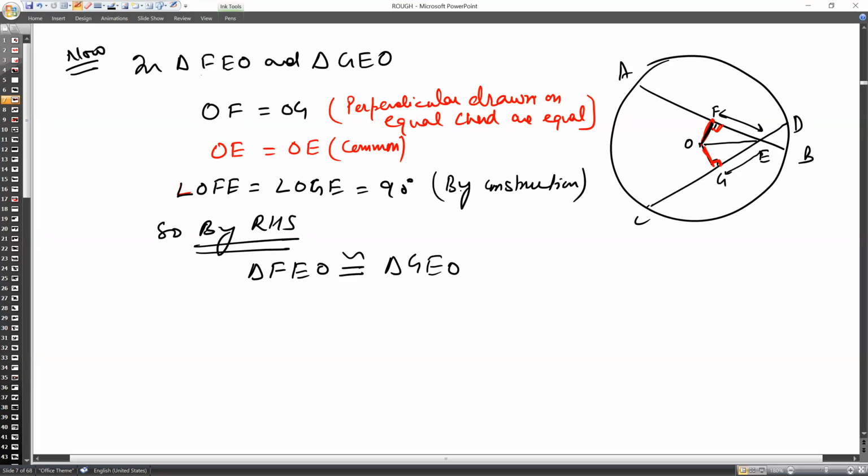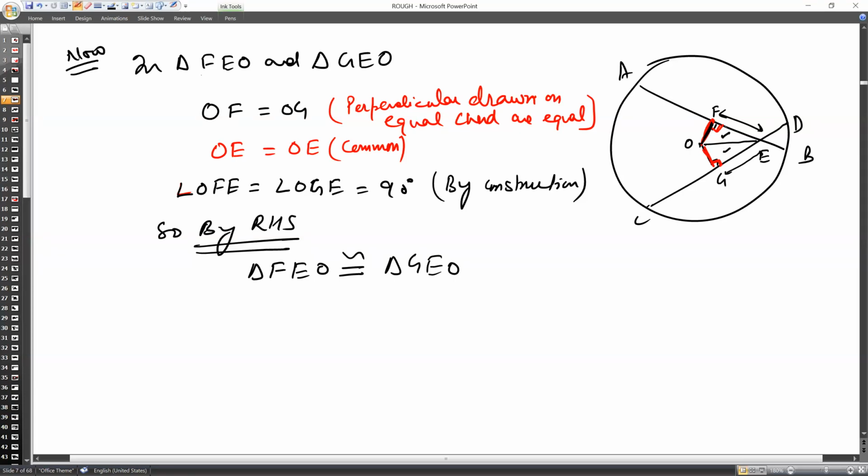Let us start. Okay. Now, what we are going to do? We have proved this one. Now, why are we proving this one? If I talk about this one, you have proved these two triangles congruent. What is the purpose of proving this triangle and this triangle congruent? Why are we proving this one?